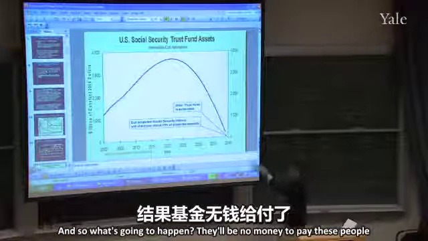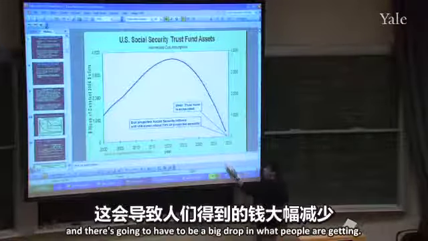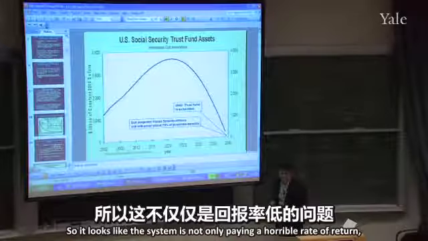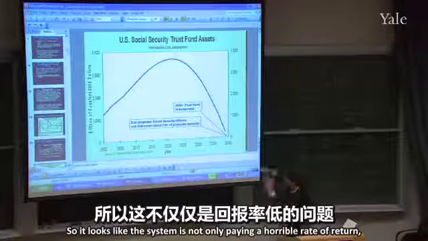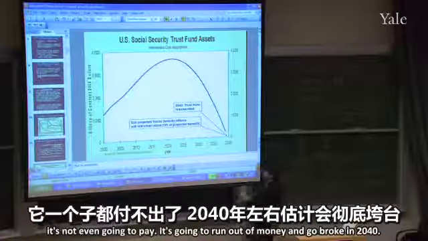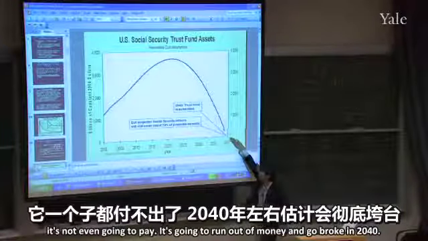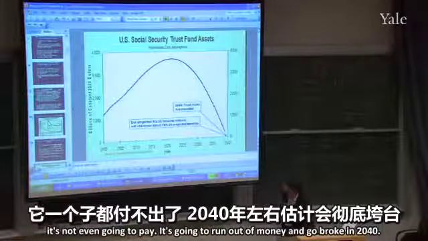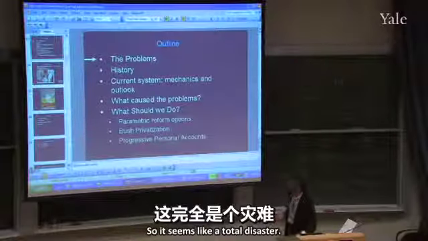And so what's going to happen? There'll be no money to pay these people, and there's going to have to be a big drop in what people are getting. So it looks like the system is not only paying a horrible rate of return, it doesn't even look like it's going to pay. It's going to run out of money and go broke in 2040. So it seems like a total disaster.